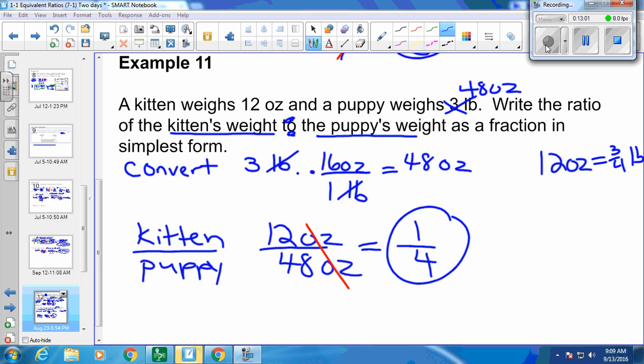And since it does not equal a whole number when I convert it, I'm going to end up getting some sort of weird decimal. So some of you might have started by converting the 12 ounces to pounds, and then your work might have been a little bit more complicated. So even though I end up dealing with 48 ounces, which is a larger number, this works out better for me. So I started with the 3 pounds, converting it to ounces, putting the new unit in the numerator. I get 48 ounces. They're asking me to compare the kitten to the puppy. So I put 12 ounces divided by 48 ounces. I can cross-cancel the units, and I get 1/4.